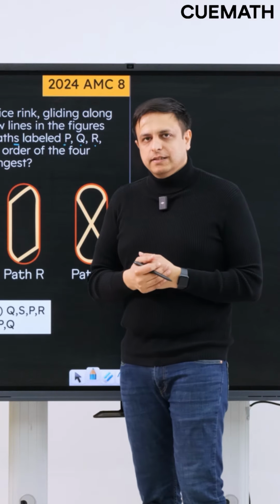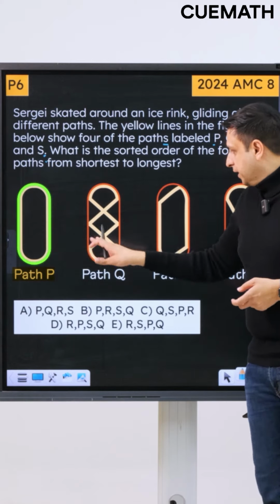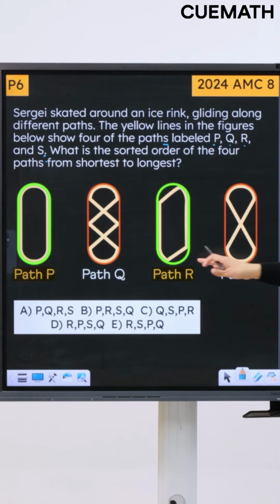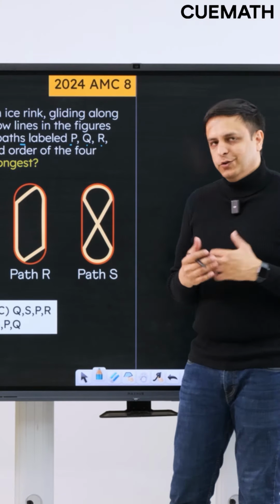So the way we could do this in this case is pick up pairs of paths and compare their lengths. So for example, I could compare P and Q, or I could compare P and R, or Q and S, and so on, and build up my order from shortest to longest.